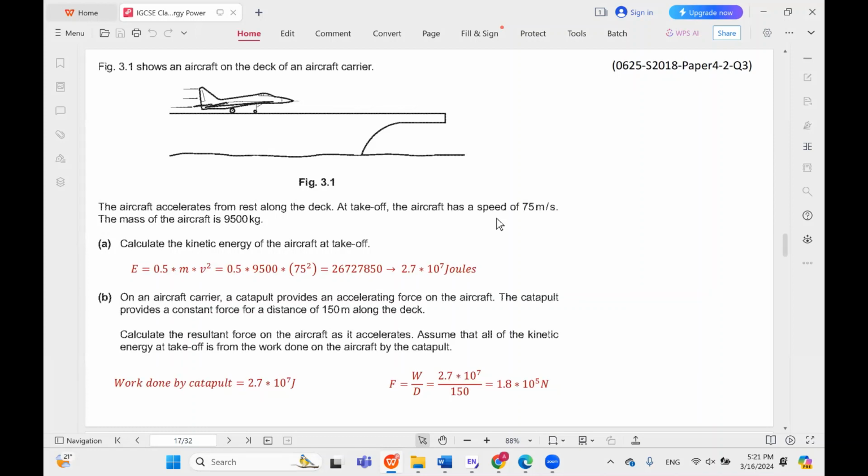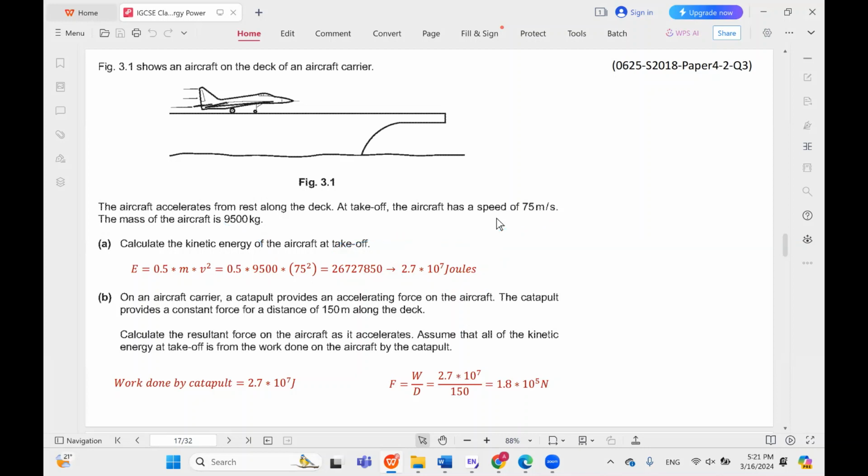So the kinetic energy is half mv squared, of course, and we are given the mass and we are given the speed, so there isn't really much to do. We just plug in the mass here and the speed, which is 75, and we get this number after the calculation. So half times 9,500 times 75 squared, which is approximately 2.7 times 10 power 7 joules.